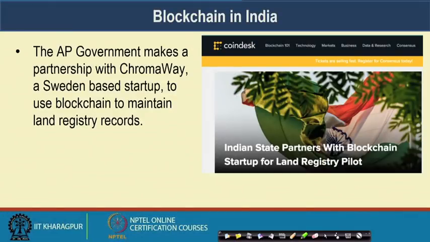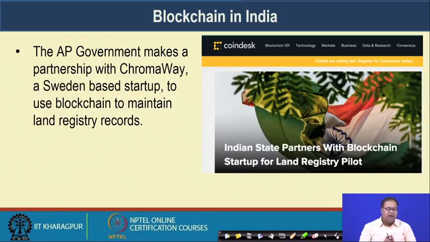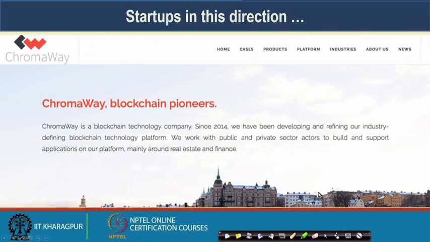Now, this fundamental concept of land registry record utilizing blockchain, interestingly, the Andhra Pradesh government has made a partnership with Chromaway. Chromaway is a Sweden based startup which is working on this blockchain platform for land registry maintenance. So, the Andhra Pradesh government is interested to maintain the land registry records on the blockchain platform, and they are working towards this direction. And as I have mentioned, Chromaway is working on maintaining this land registry platform with the help of a blockchain.